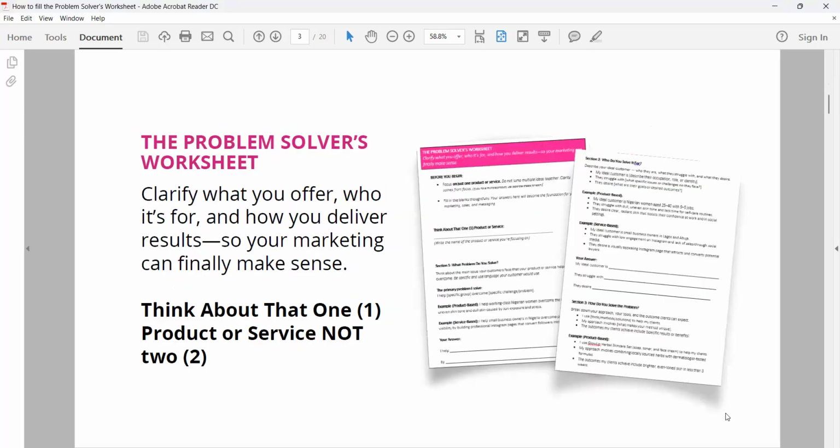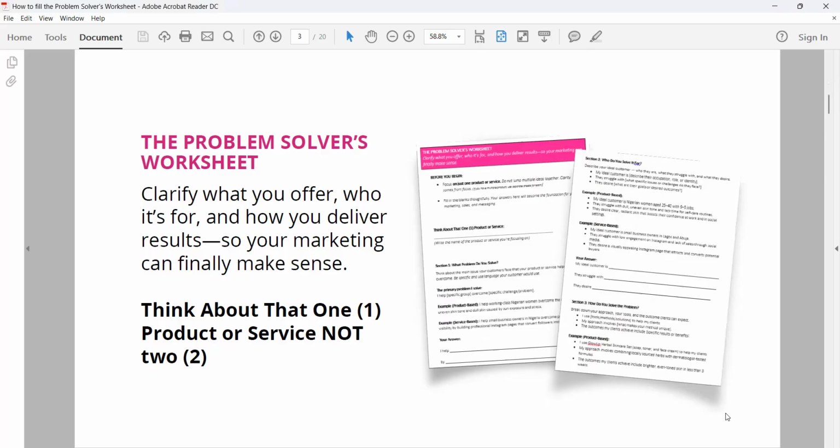So I created the problem solvers worksheet, a tool that will help you clarify who you serve with the product or service you have created and how you create and deliver results for your customers, especially so your marketing and your messaging can make sense to you.